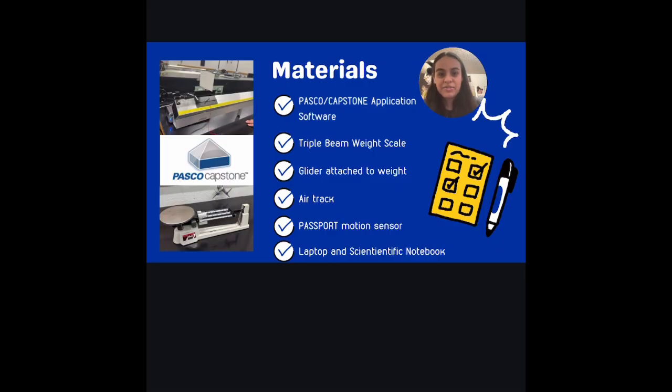The materials that we used for the Pasco Capstone application software. This application software was used to generate the graph that will be presented and displayed later on in this video. We used a triple beam weight scale to measure the weight of our mass. We used the glider, which was attached to the weight and is also used in the air track.